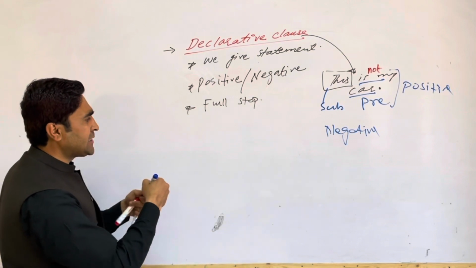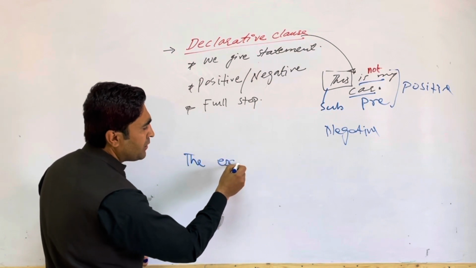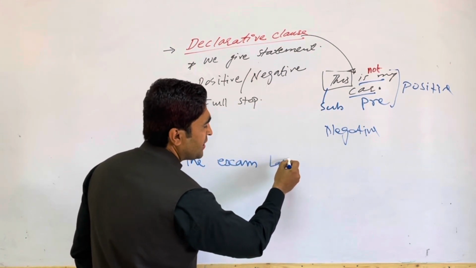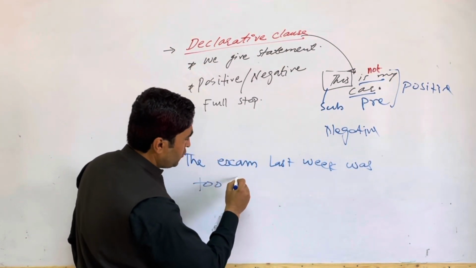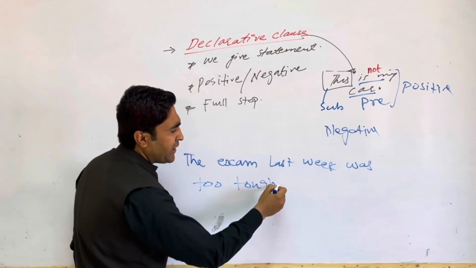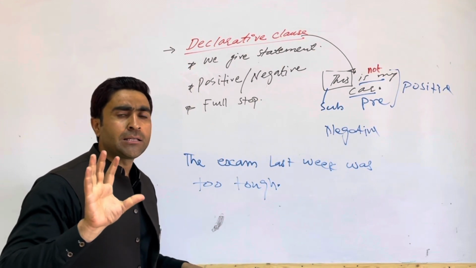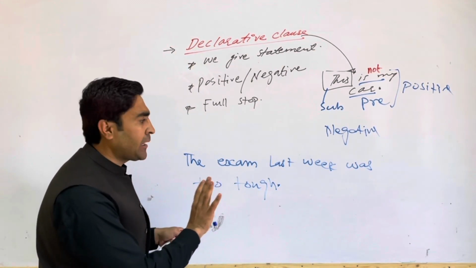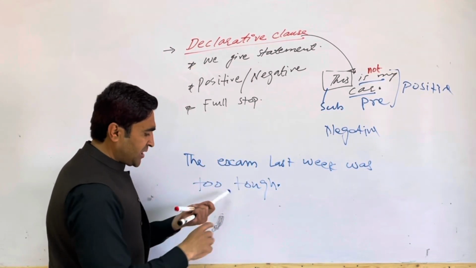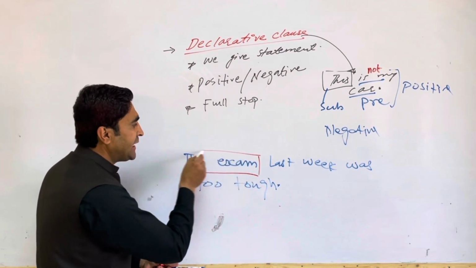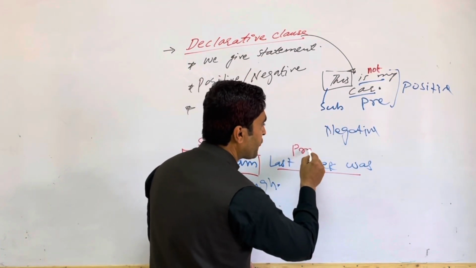For example, I say that the exam last week was too tough, for example. आखिर में मैंने फुल स्टॉप लगा दिया। Now this is called clause. एक चीज हमने ये क्लियर करनी है कि ये clause है, because why do we call it as a clause? Because क्योंकि यहाँ पे subject भी है। For example, we have the subject, and the rest of the sentence is called the predicate.